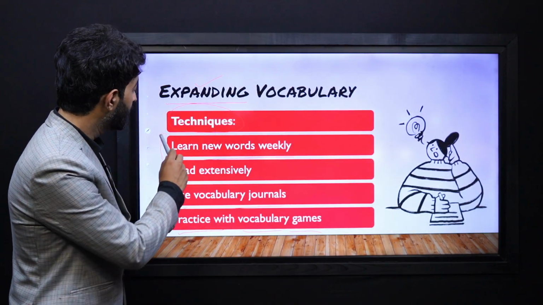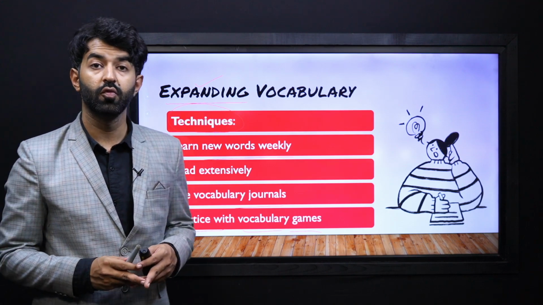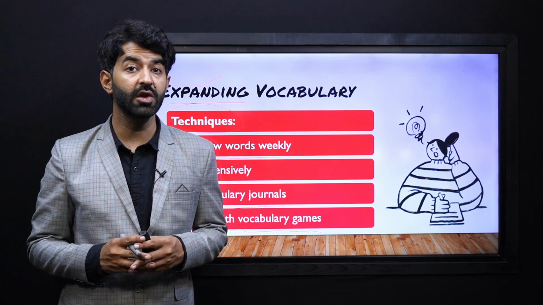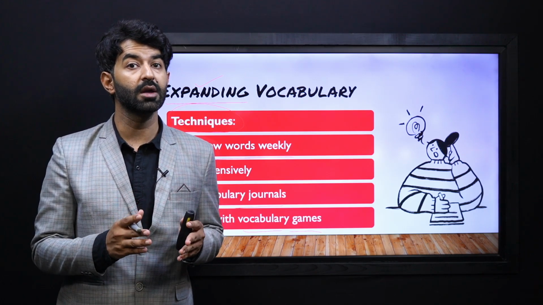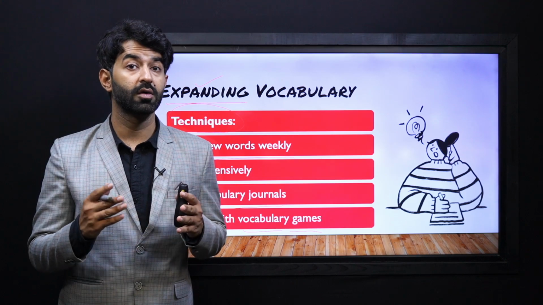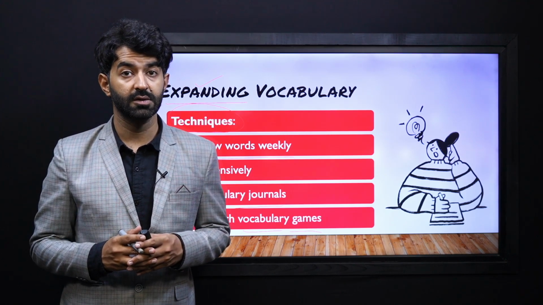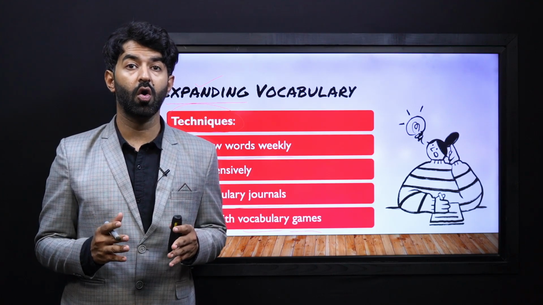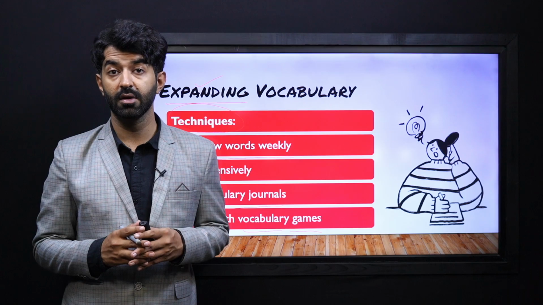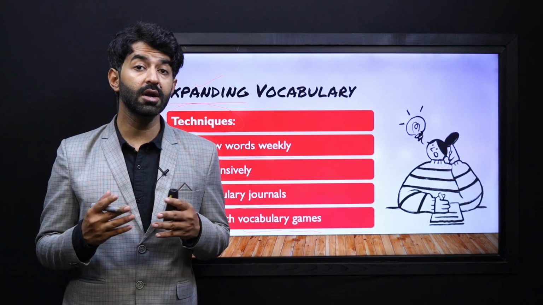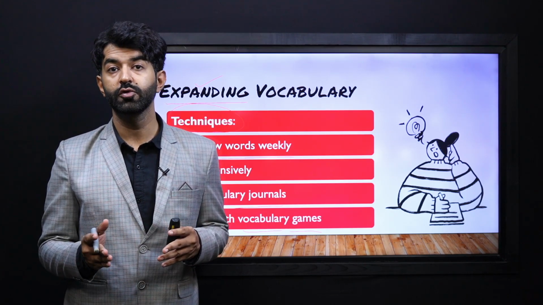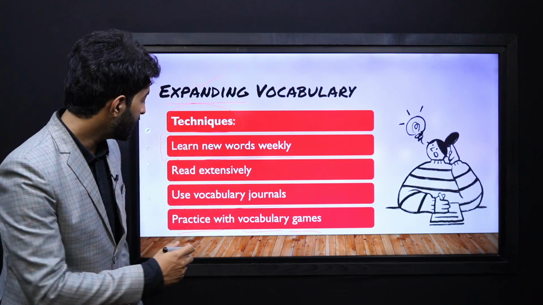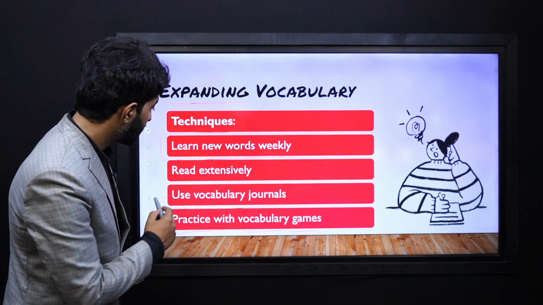Number one is, you need to learn new words. You can make a target of, let's say, 50 words per week with meaning, along with using them in sentences. So you can make a journal where you can keep track of all the words that you are studying and learning, and you will go through them every other day to revise them. Then you will be using vocabulary journals.